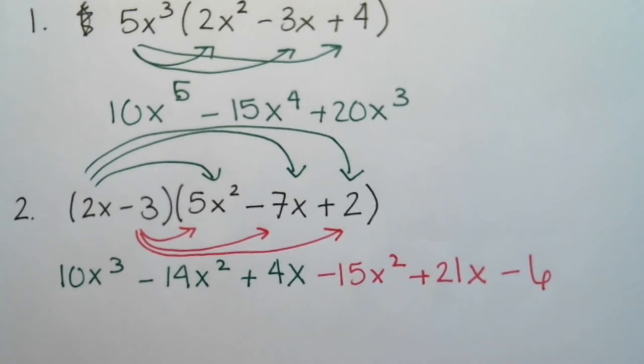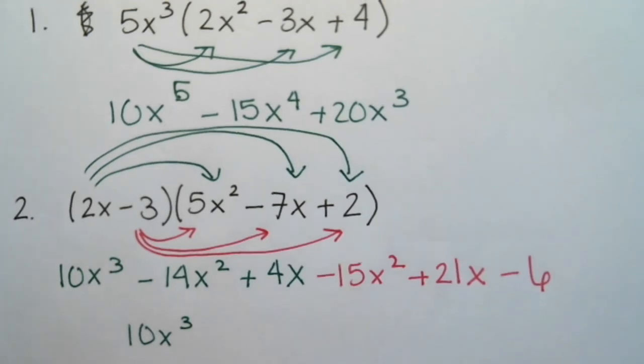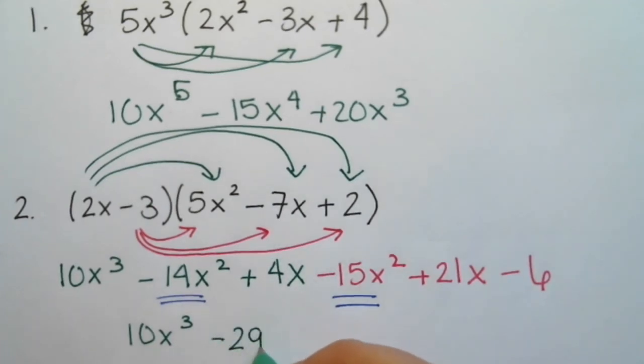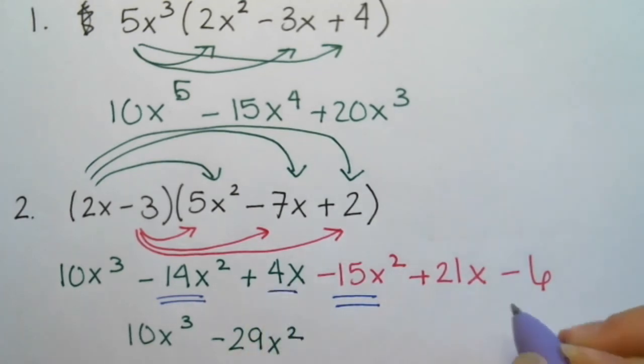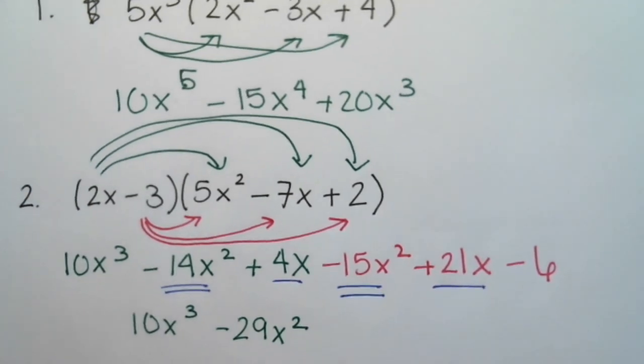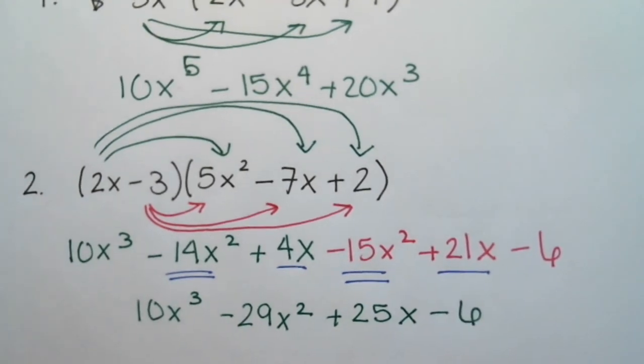Now I'm going to look for common terms. I only have one cube term, so this is 10x cubed. Then I'm looking for squared terms. Here's a square and here's a square, so I have minus 14 and minus 15, which is minus 29x squared. Then I'm looking for x terms. I see 4x and 21x, so this is 25x. And there's only one constant term. So you just distribute it out and then combine like terms. That's really all there is to multiplying polynomials.